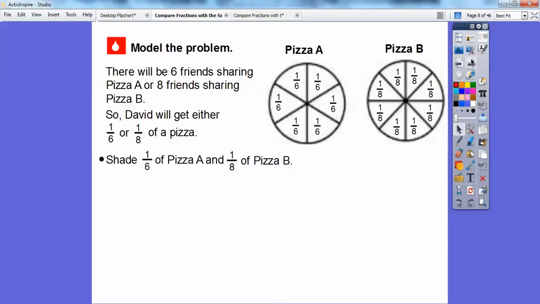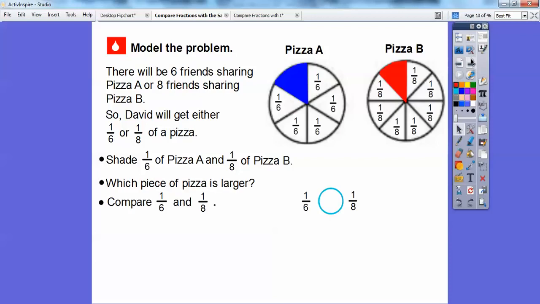So we're going to shade 1/6 of a pizza and 1/8 of a pizza. I think I did that in red and blue right there. There we go. So there's 1/6 and 1/8. Well, I can clearly see which pizza I want to eat if I'm hungry. Which piece is larger? Definitely this blue piece right here is going to be larger than this one right here. So 1/6 is greater than 1/8, okay?